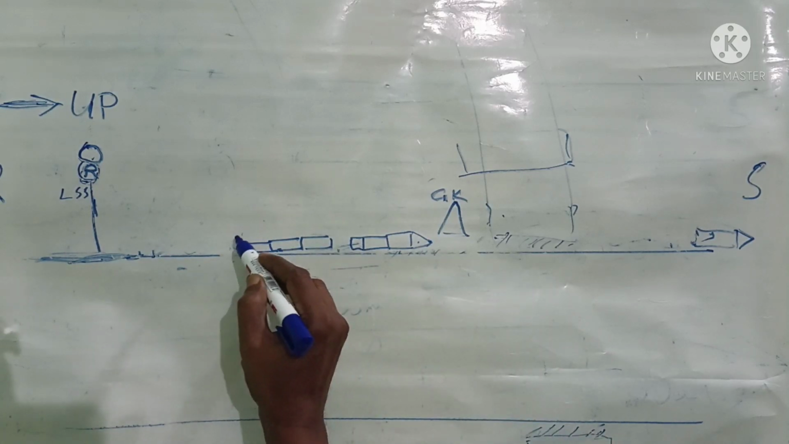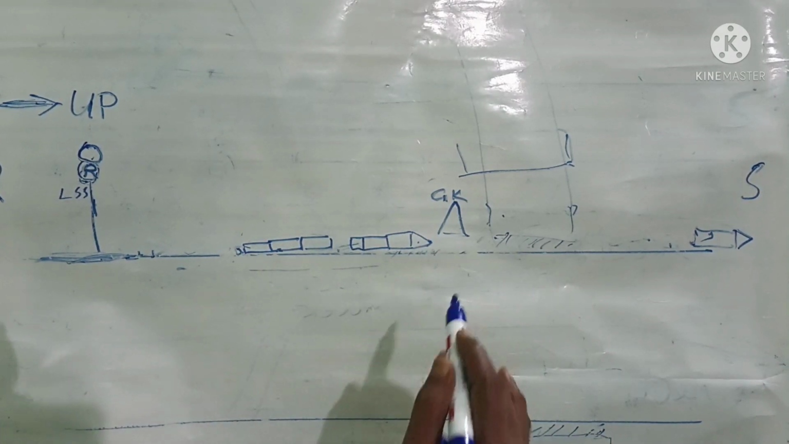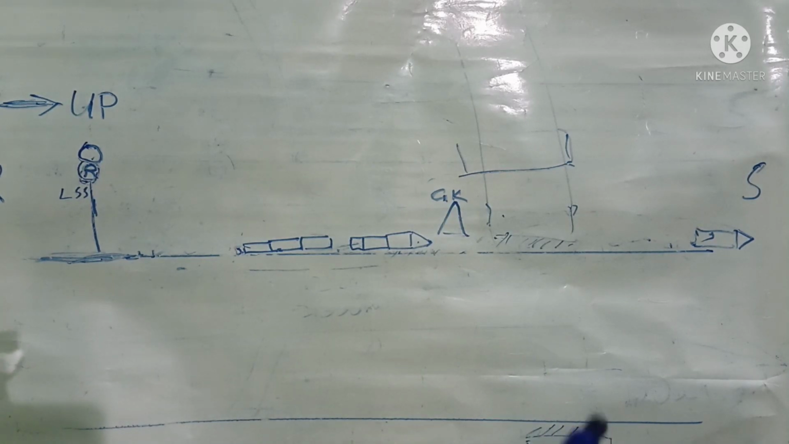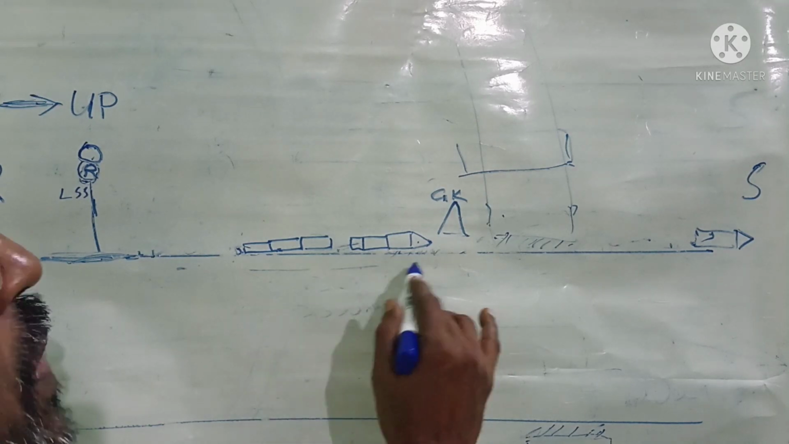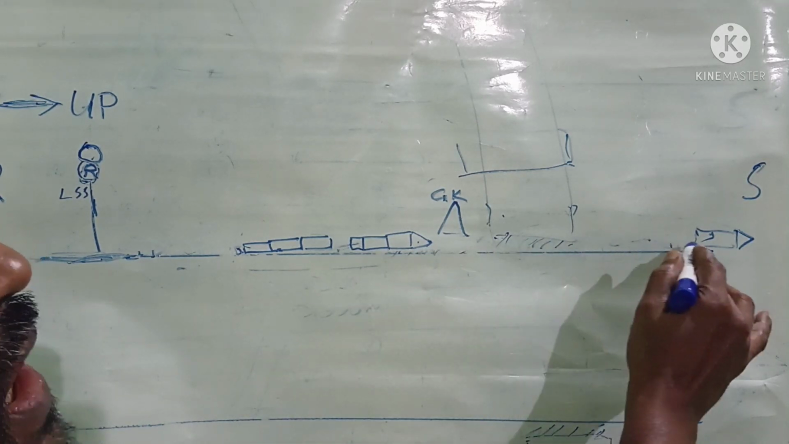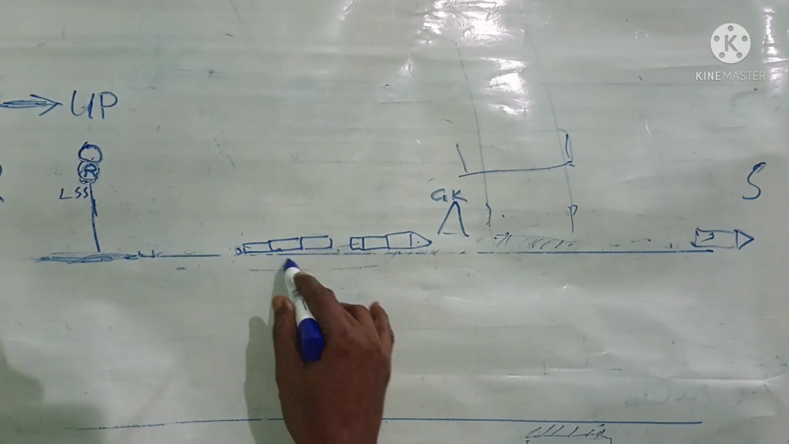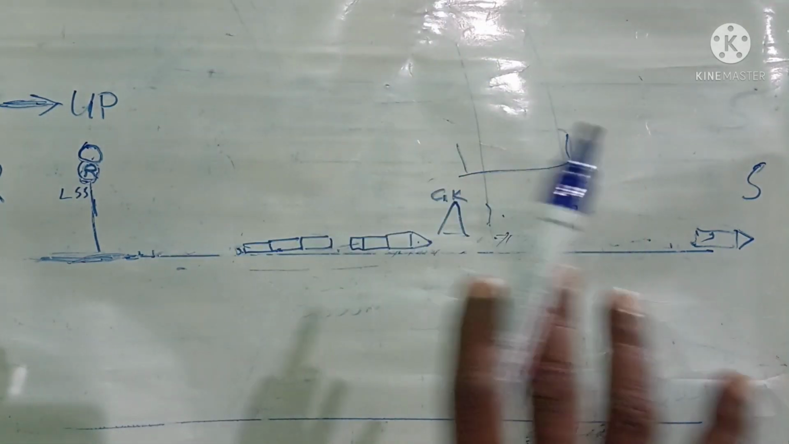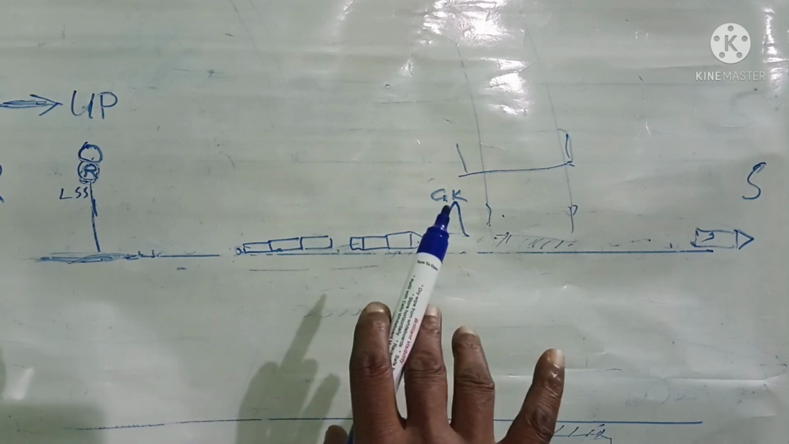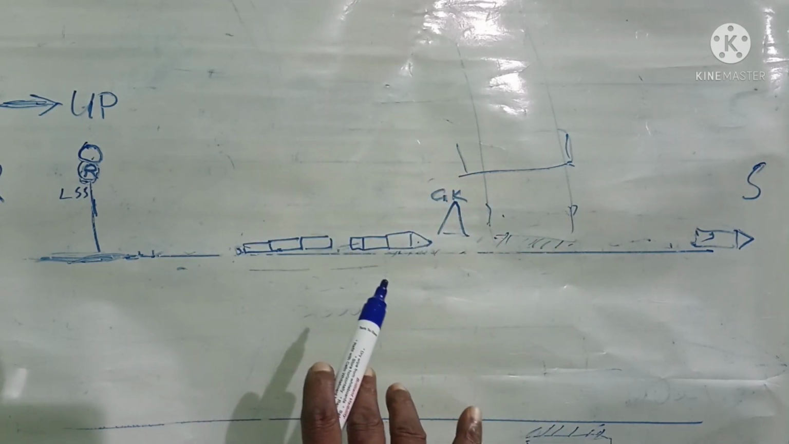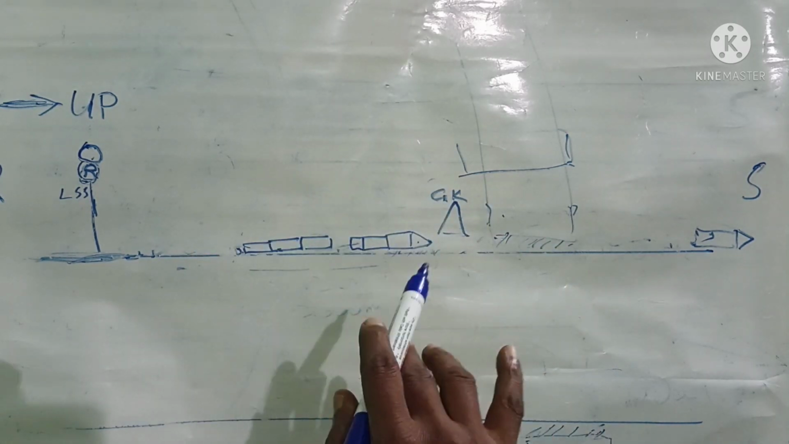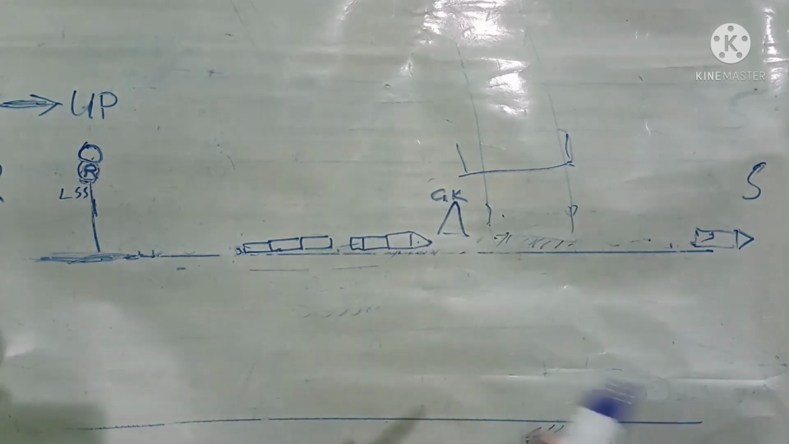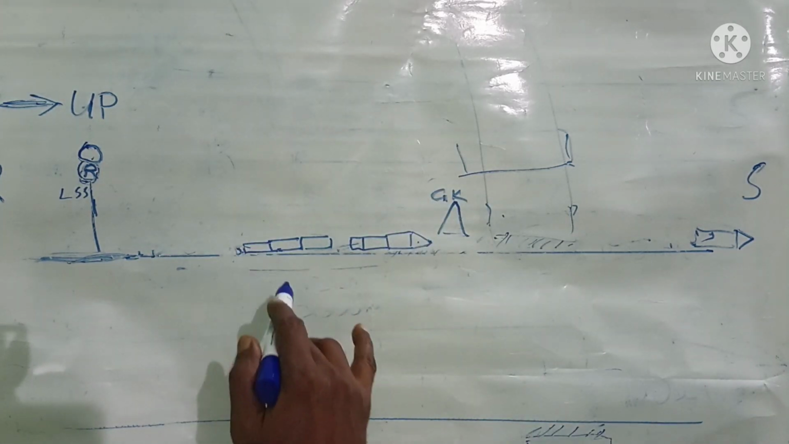Here there will be a guard at the back of this train. Now he has to inform the guard that he has to stop the train, because if he is not stopping the train, there is a chance of it colliding with the front portion. So for the guard he will show the stop hand signal, or the hand danger signal will be shown. That is, the red flag will be shown, and during night a red light will be shown to the guard to stop the back portion.